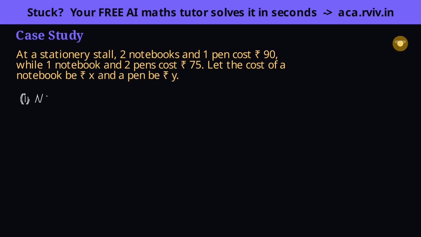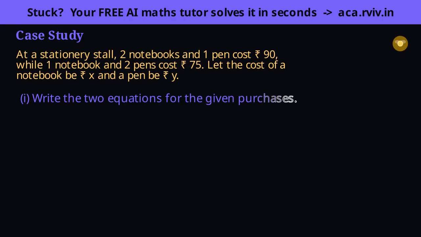The modeling step first. Let x be a notebook's cost and y a pen's, then read each combo directly into an equation. This part is worth full marks on its own, so write both clearly. The first combo, 2 notebooks and 1 pen for 90, becomes 2x plus y equals 90. The second, 1 notebook and 2 pens for 75, becomes x plus 2y equals 75. Those two equations are the foundation for everything that follows.